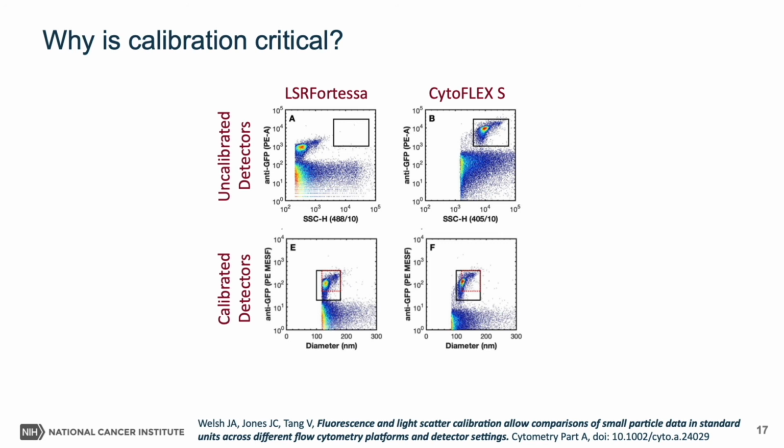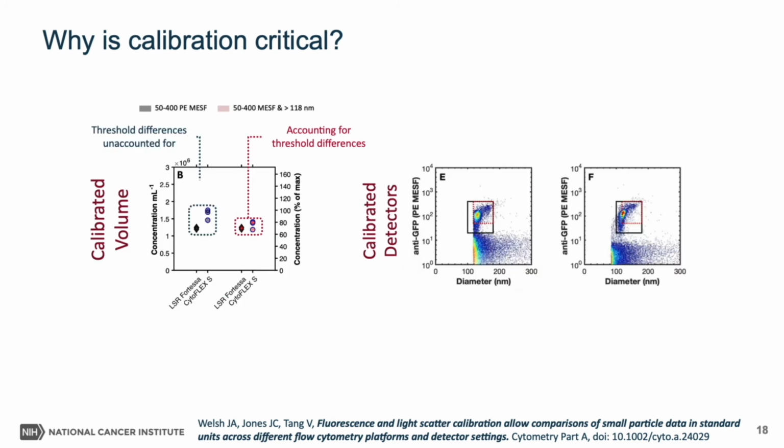This demonstrates the problem of comparing data using arbitrary units. If, however, we calibrate the fluorescence parameter to molecules of equivalent soluble fluorophore and the light scatter parameter to diameter, you can see that the same gate drawn across both flow cytometers is effective. So now with our calibrated units, when we want to report concentration, we can see that the LSR-Fortessa actually wasn't able to detect all of the virus. We were clipping some of the virus due to the side scatter threshold.